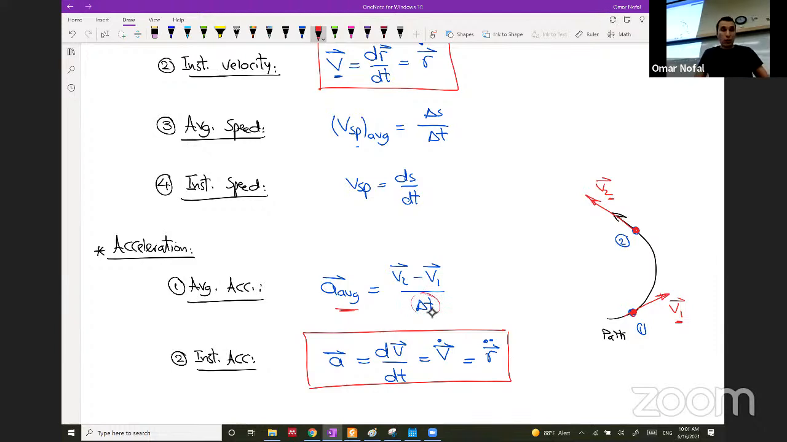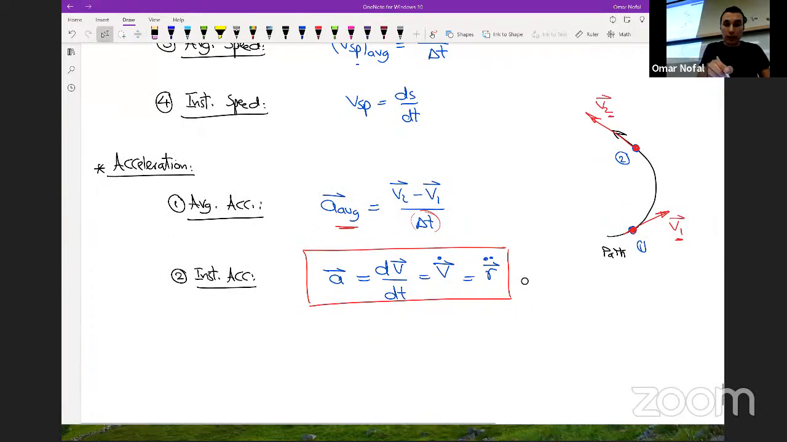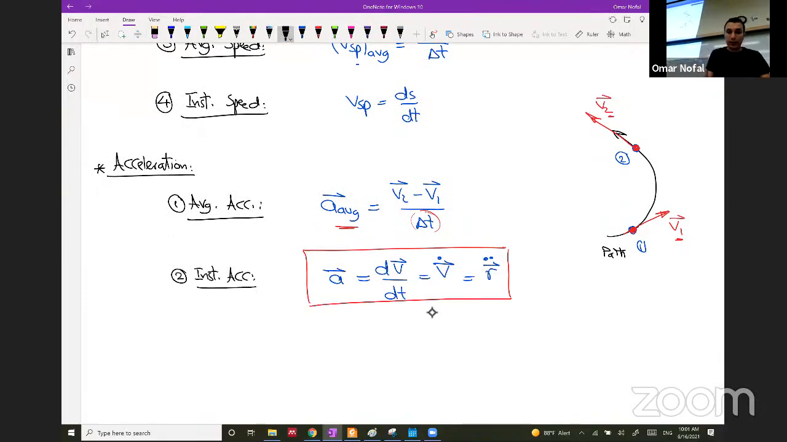So this will take us to the next section in our chapter, chapter 12.5, Cartesian curvilinear motion.